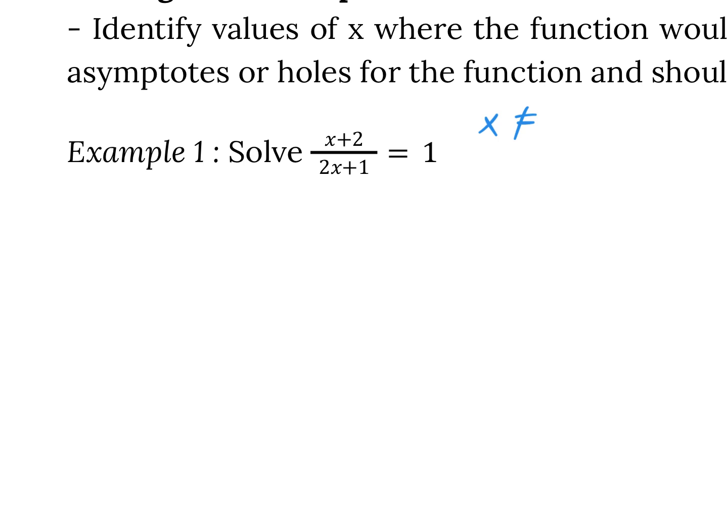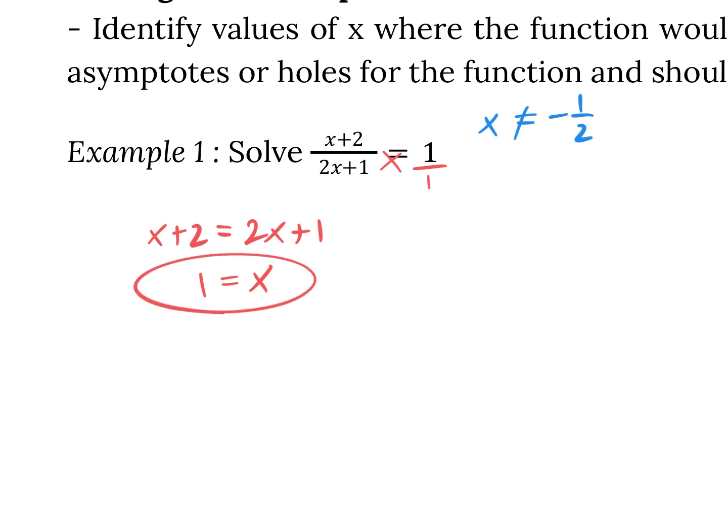If I said 2x plus 1 equal to 0, I would get -1/2, right? So x cannot equal -1/2. And then now we can just go ahead and solve it. So I would just think about this as like 1 over 1 and just cross multiply. So I've got x plus 2 is going to equal 2x plus 1. And just a nice little algebra problem here. Get your x's on one side, move your numbers over to the other, and we get x equals 1. Now, I didn't need to cross anything out because negative 1/2 was not what I got as my solution, so we are good. 1 is our answer for this problem.